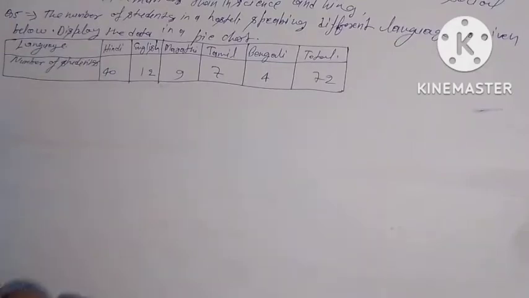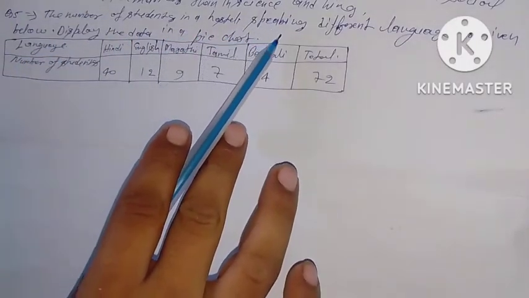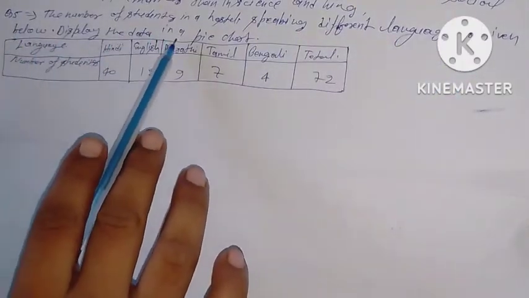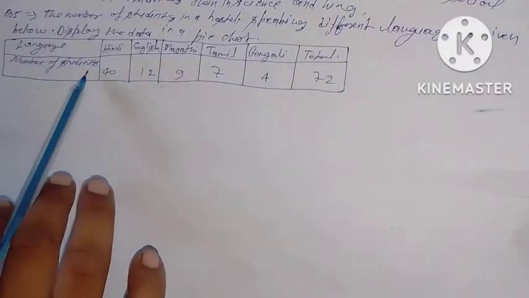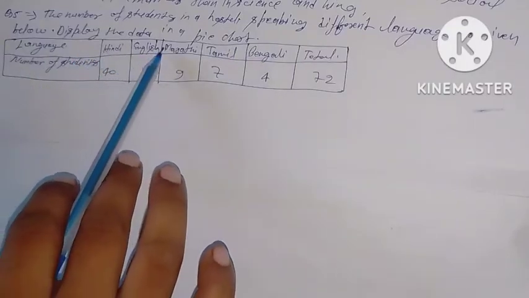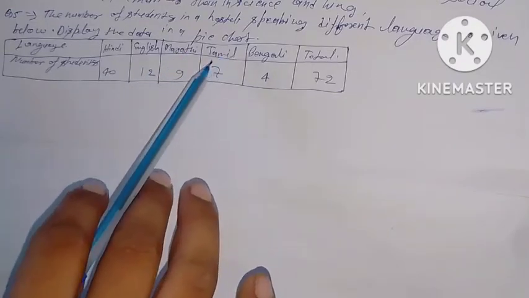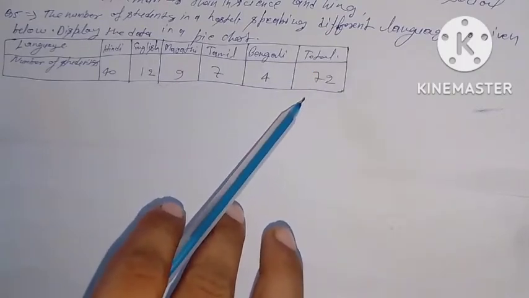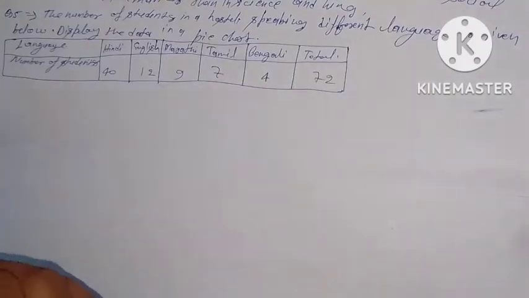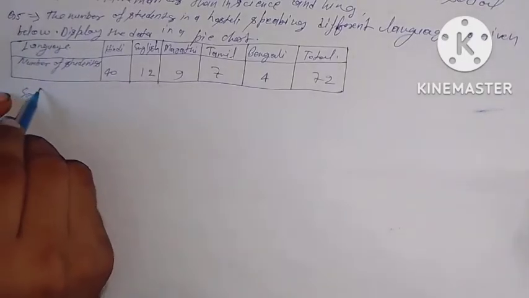Question number 5. The number of students in a hostel speaking different languages is given below. Display the data in a pie chart. Language Hindi, number of students 40. English 12 students. Marathi 9 students. Tamil 7 students. Bengali 4 students. And total is 72 students. Okay. Then solution.